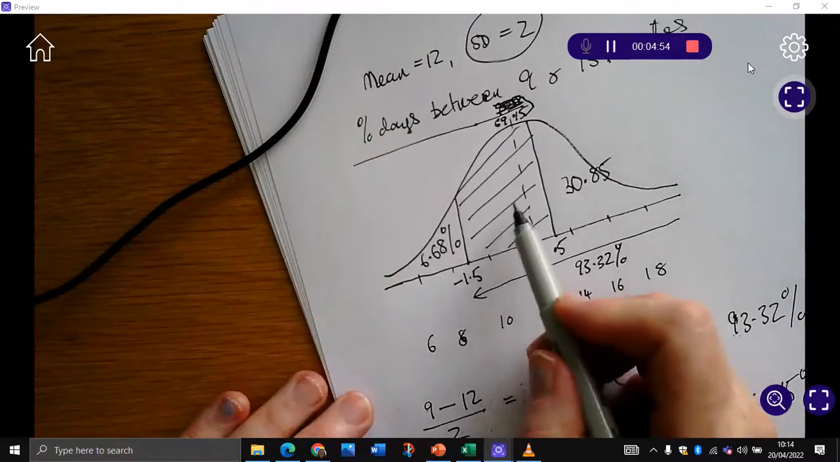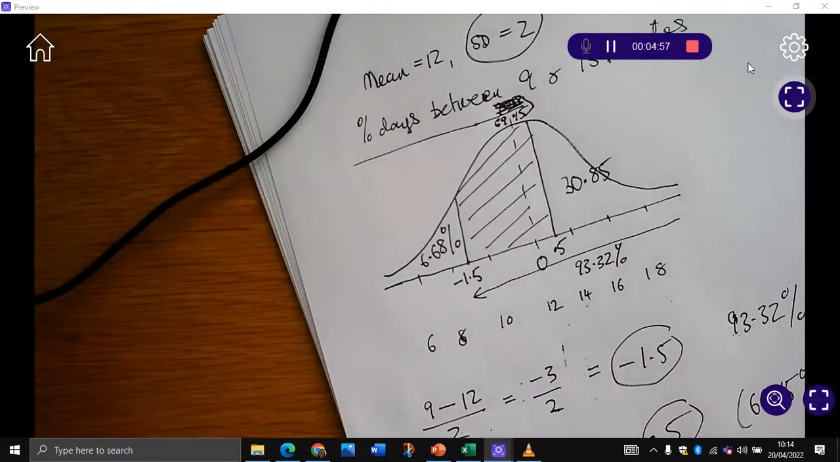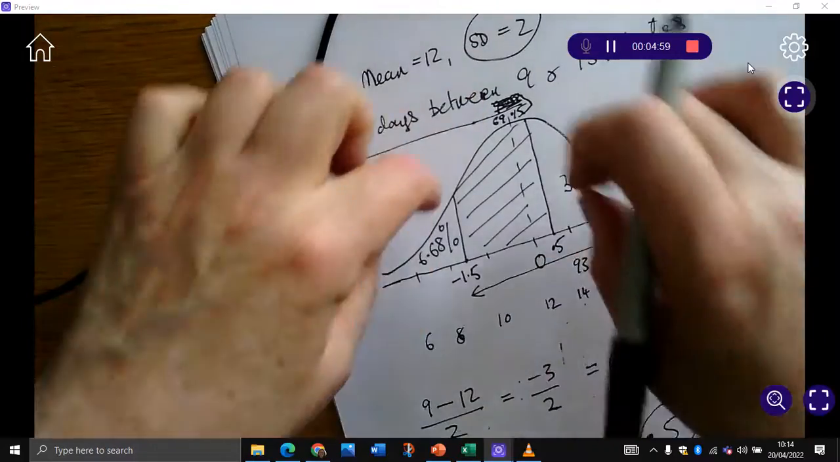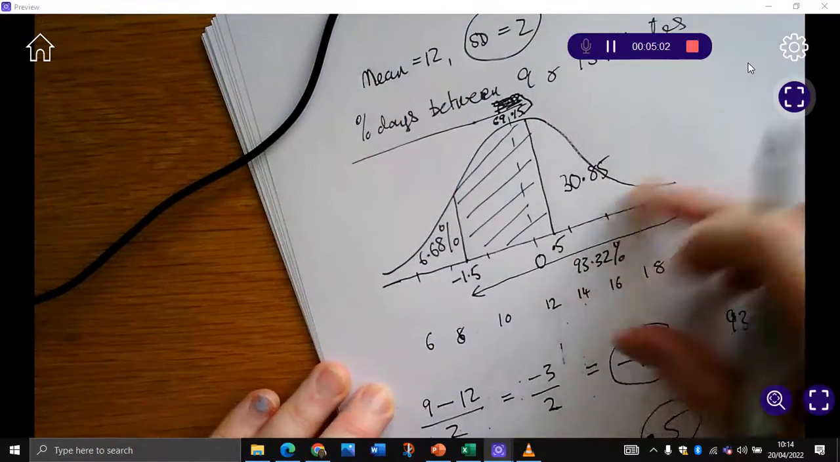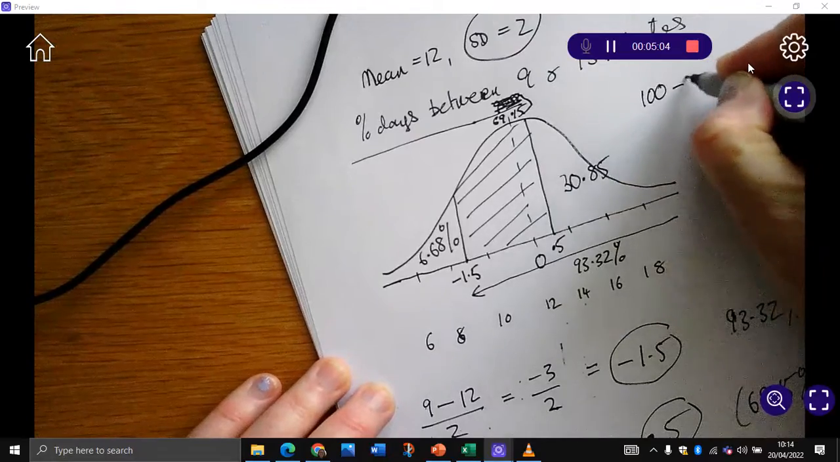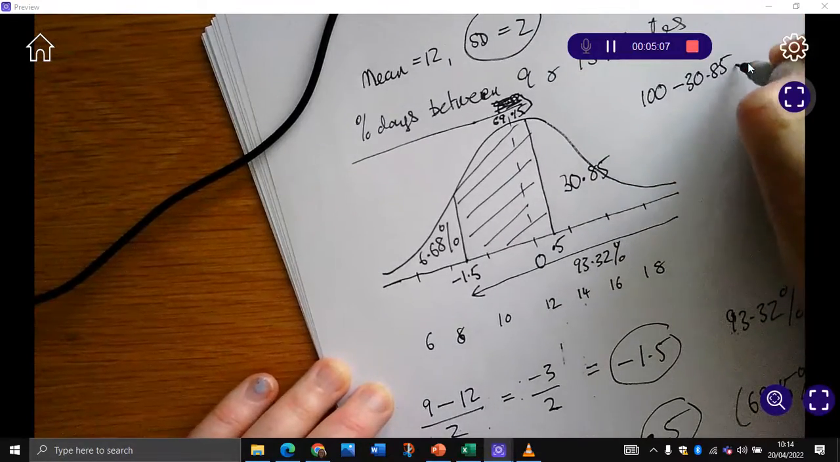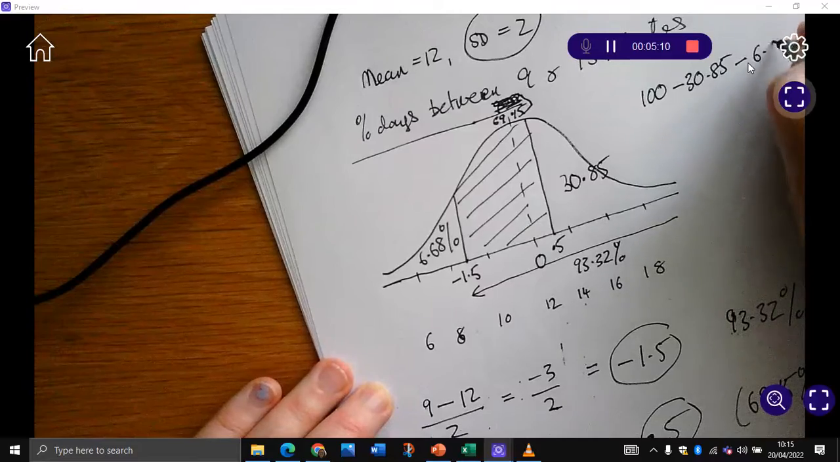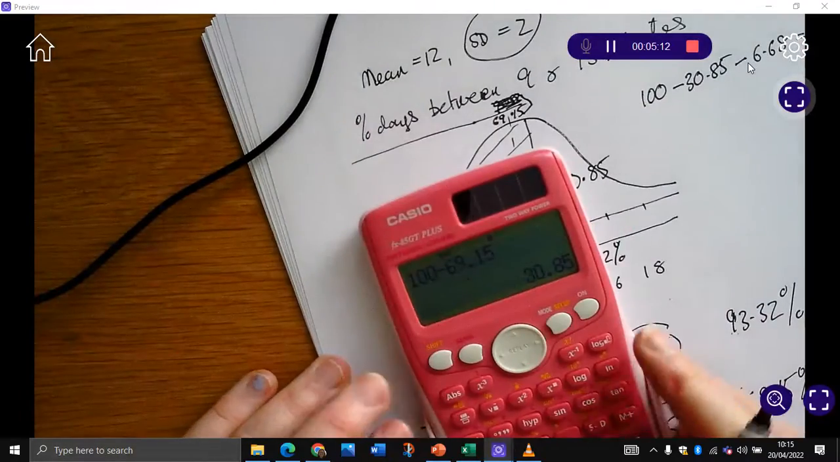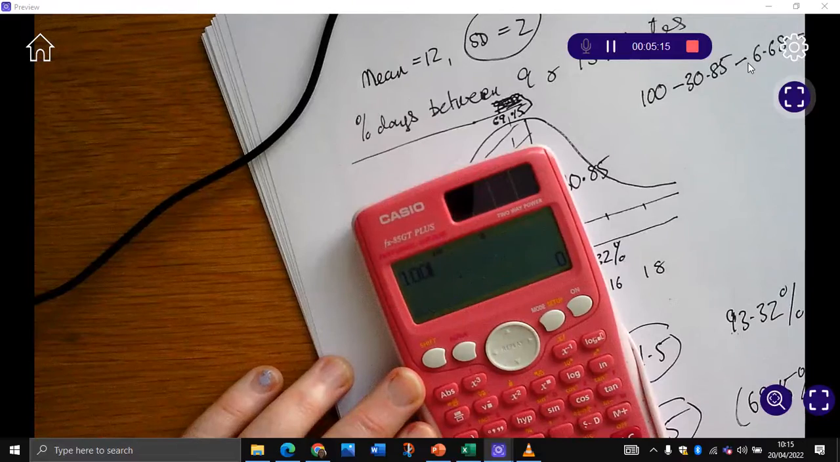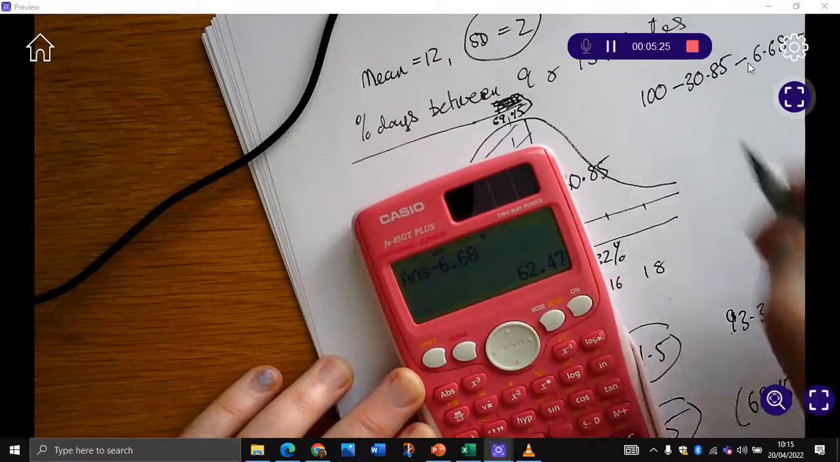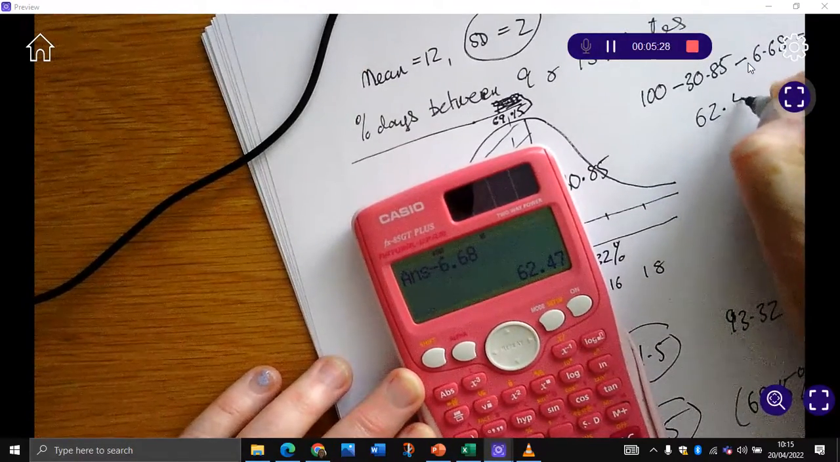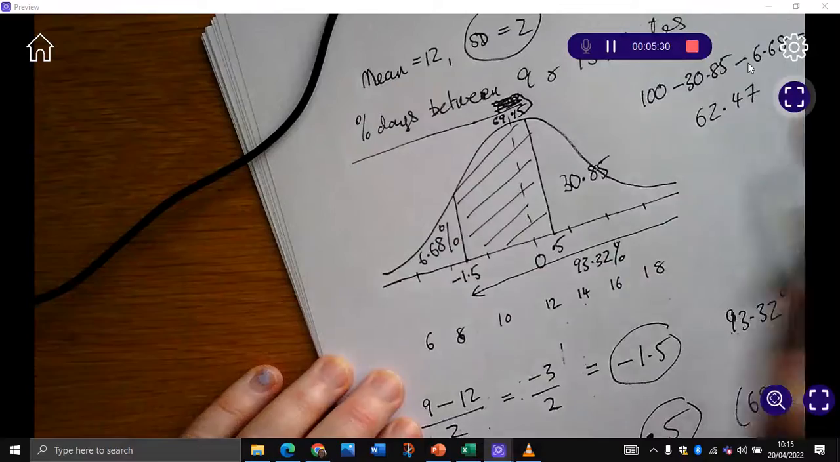So we need this bit in the middle. So how would you do that? Ignore these two. You've got those two pieces. The whole thing is 100%. So it's 100 minus 30.85 minus 6.68. Calculator. 100 minus 30.85 minus 6.68. So 62.47 is the piece in the middle.